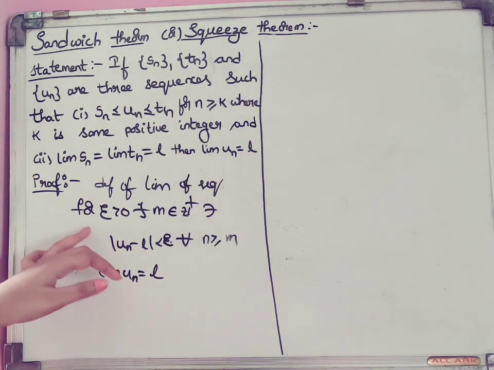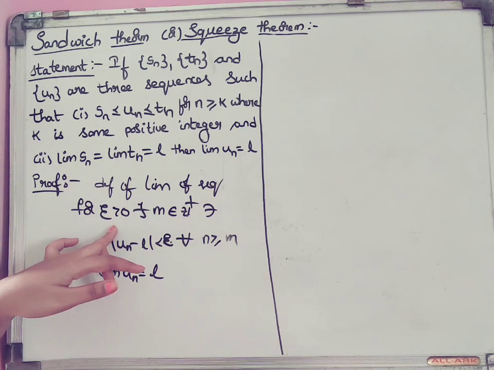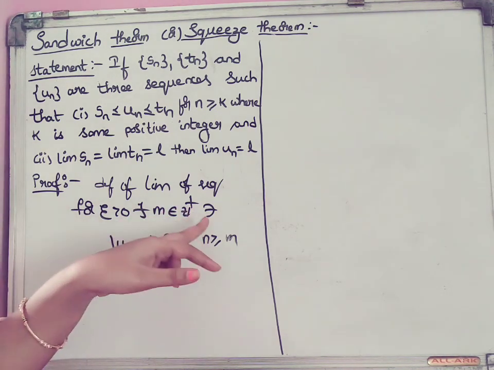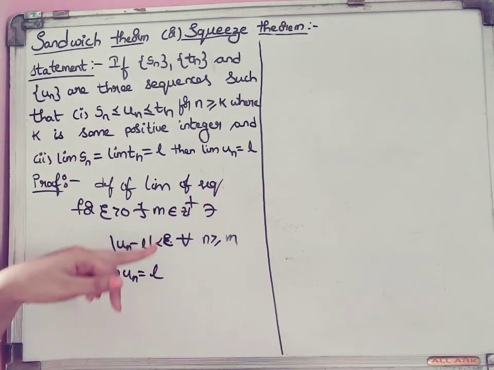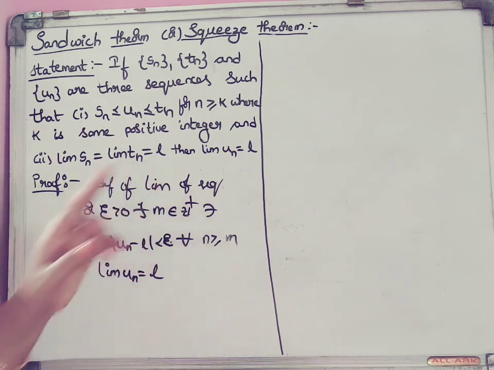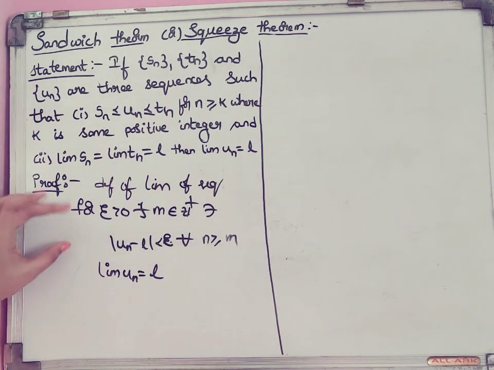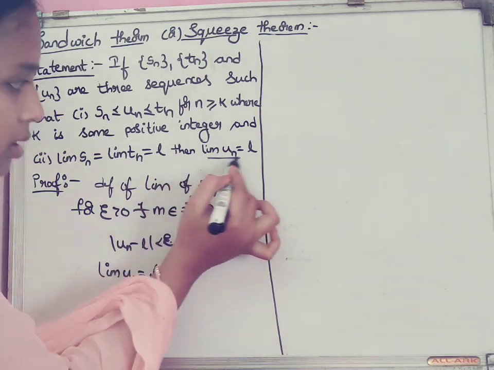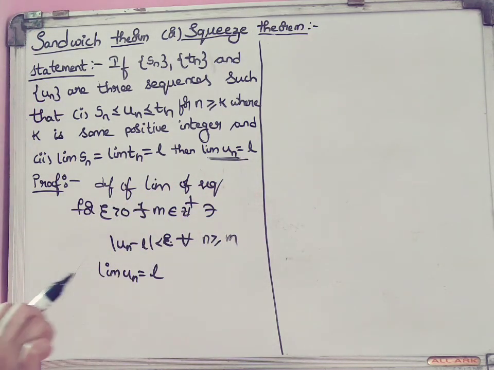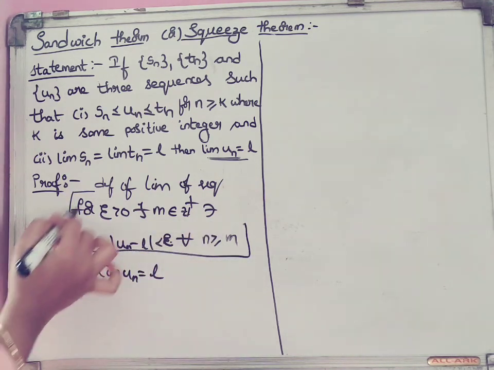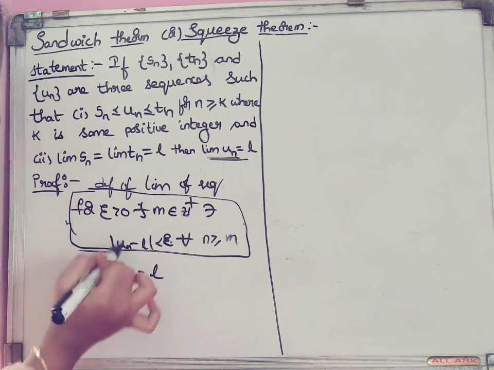What is the condition here? See here, for any epsilon greater than 0. So we need to consider an epsilon first. There exists an m belongs to Z plus such that, what we need to prove here? Mod Un minus L less than epsilon for all n greater than or equals to m. If we prove this condition, then we can write from this limit Un is equals to L. Similarly, what we need to prove here? Limit Un is equals to L. So for this we need to prove this type of condition. Okay.